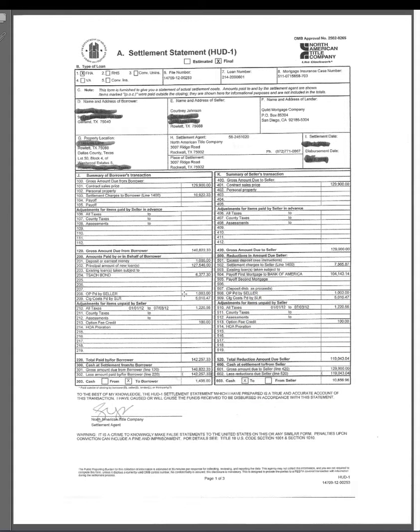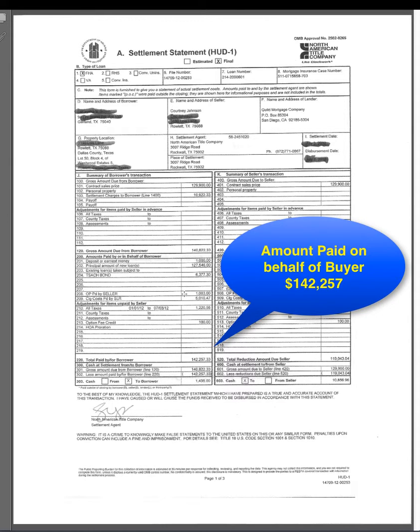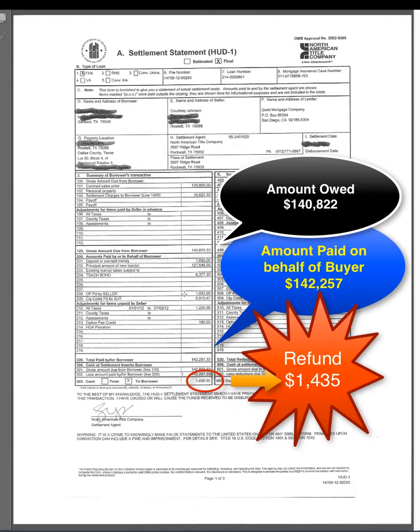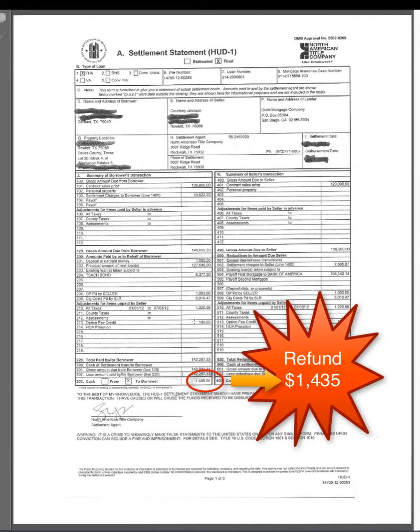So the total amount she has coming in to help her pay for the house is $142,257.33. That means that she has more money coming in than she was spending. So she received, at the bottom of the column, the bottom line, as they say, $1,435, a check from the title company to her for moving into the house.